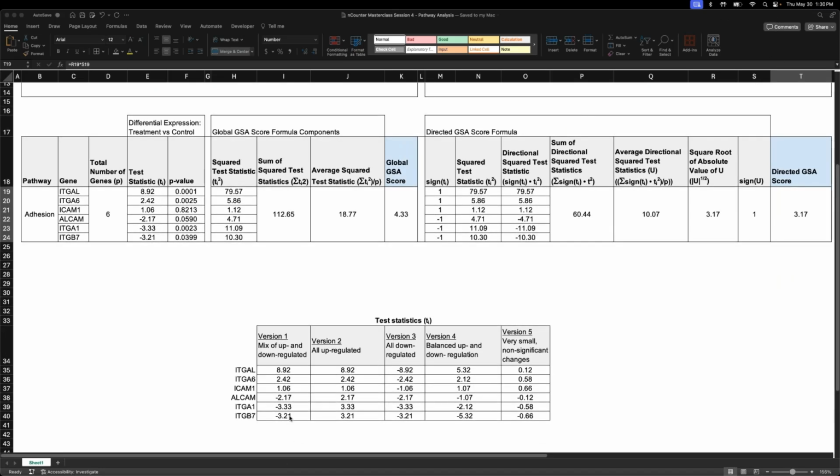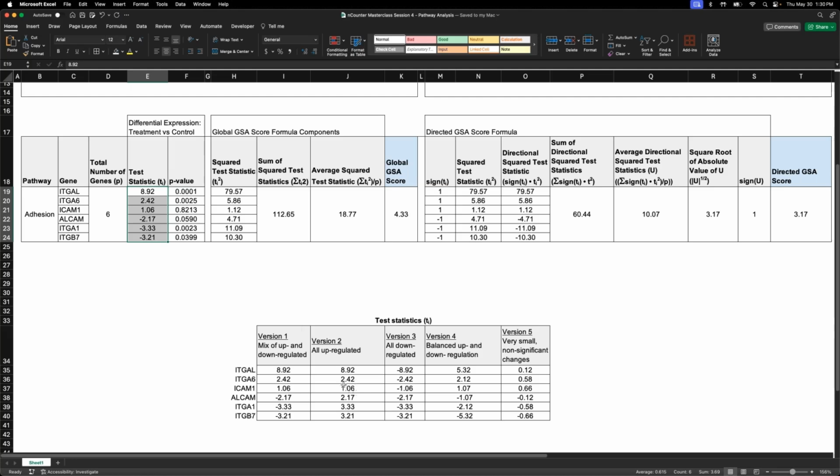So I created a few different scenarios down here at the bottom. The one we just looked at had a mix of genes. Some of them had positive T's indicating they were upregulated, some had negative. So it's this mixed bag of some genes that are upregulated and some that are downregulated. This is probably the most common scenario you're going to come across when you're looking at your real data sets.